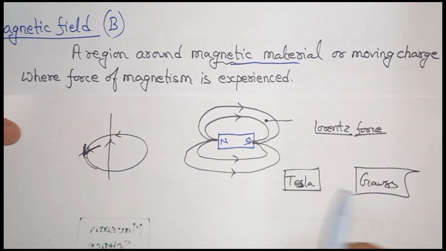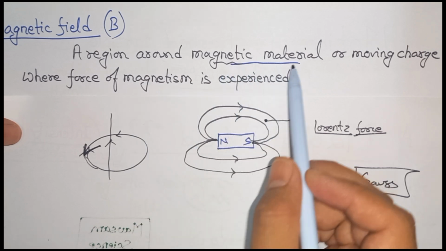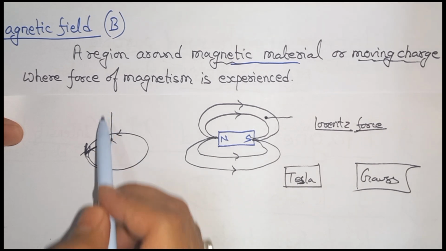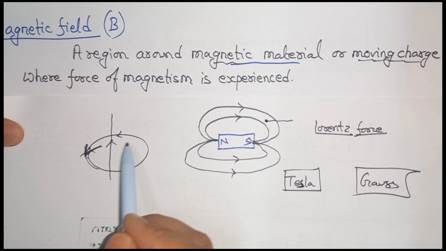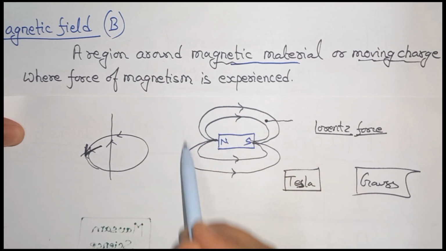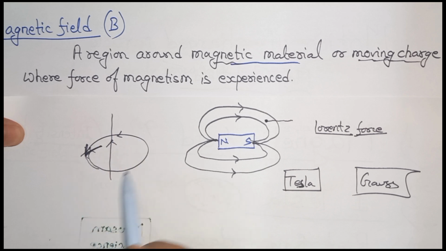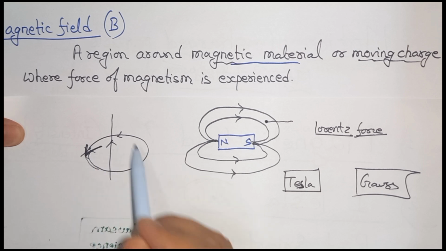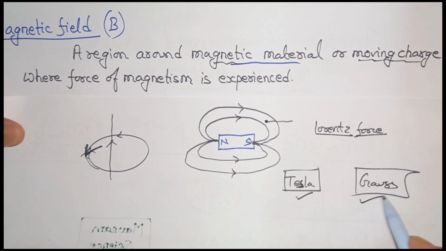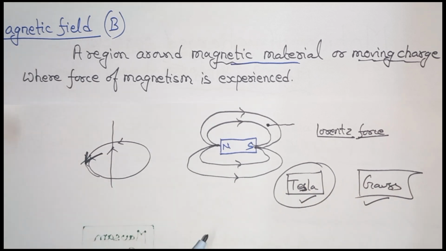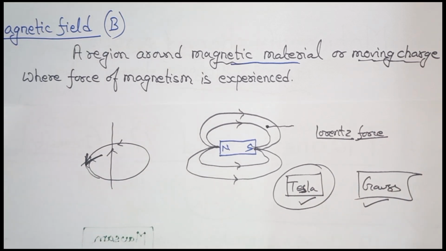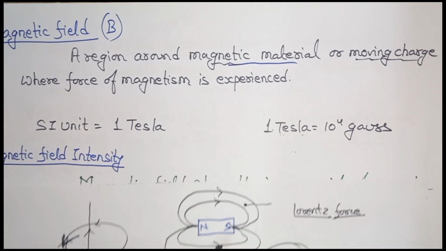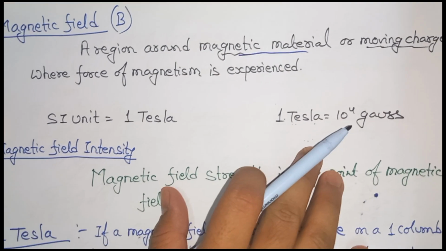Here I was talking about magnetic material because if a charge moves in a current carrying conductor, then it creates a field. Current produces magnetism, it has a field, so it has some value of magnetic field which is represented in Tesla and Gauss. We will define 1 Tesla later when the time comes. Now let me define the SI unit: 1 Tesla is equal to 10 to the power 4 Gauss. Now what do you mean by magnetic field intensity?